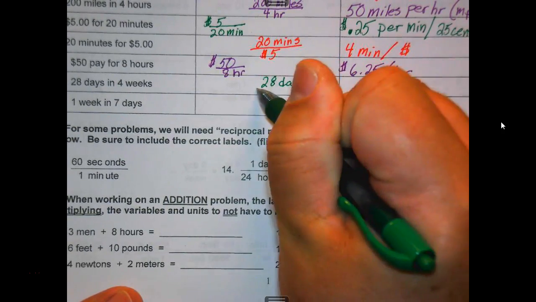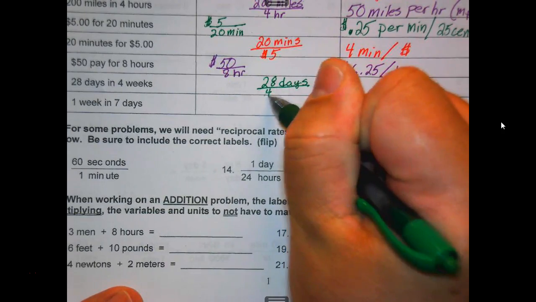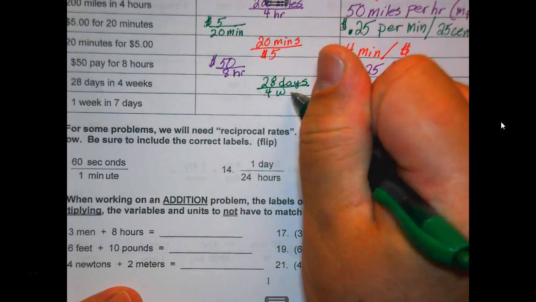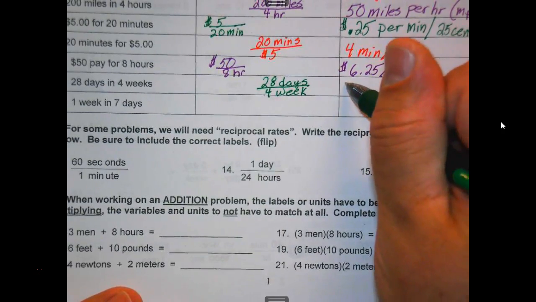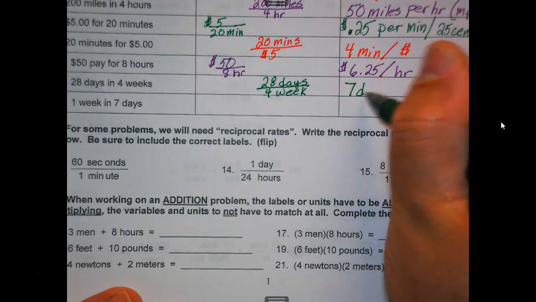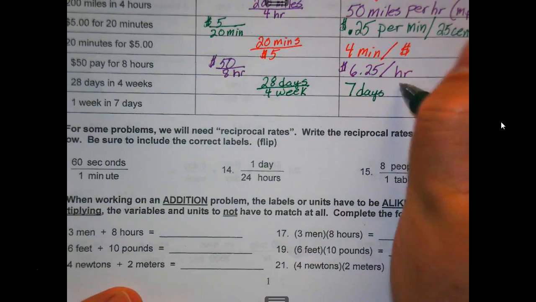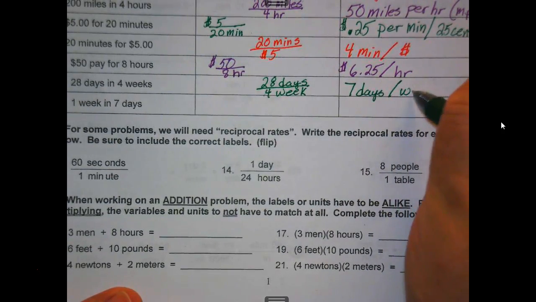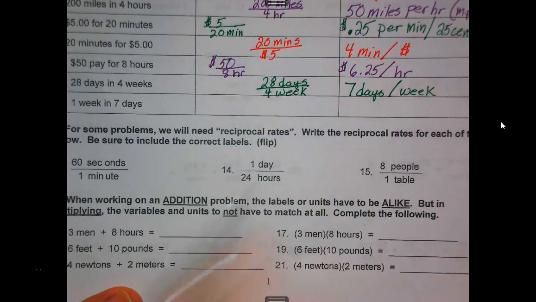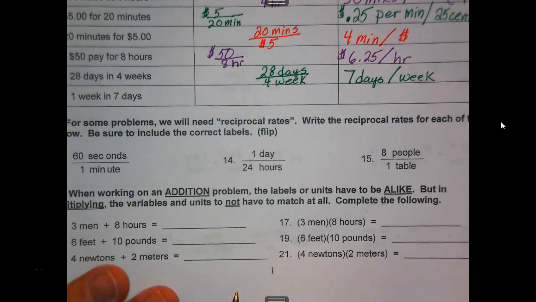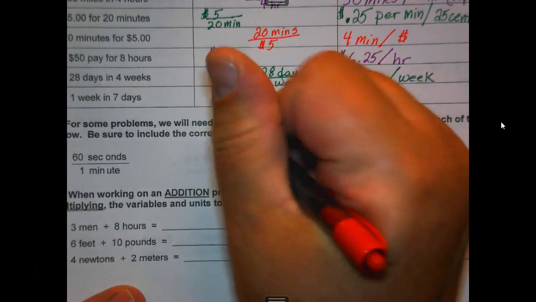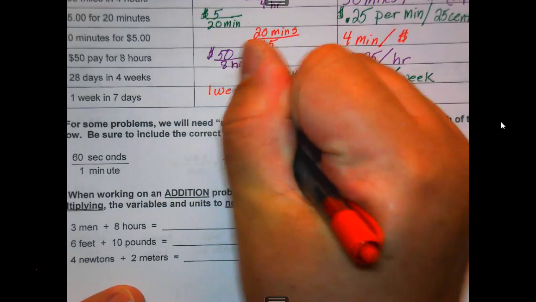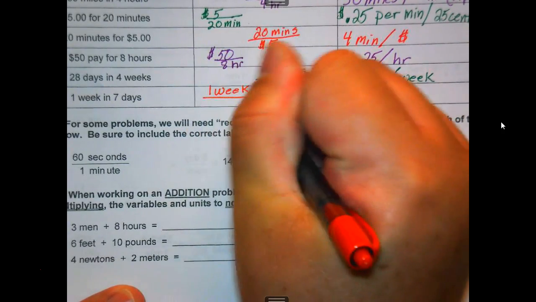All right, 28 days. Quiet. 28 days and 4 weeks. Divide that out, I get 7 days per week. Too bad it's not 8 days a week. Okay, 1 week, 8 days per week.